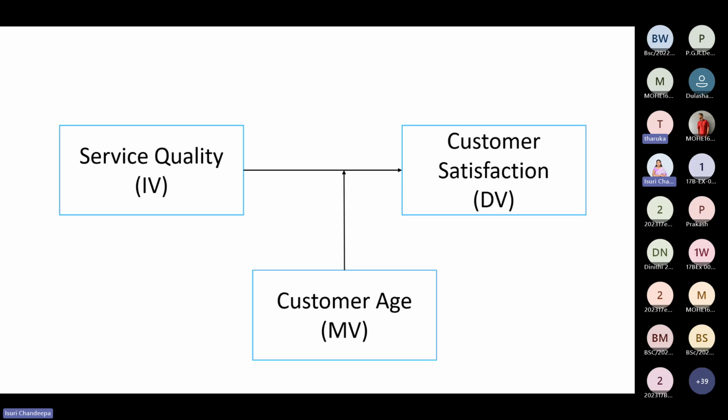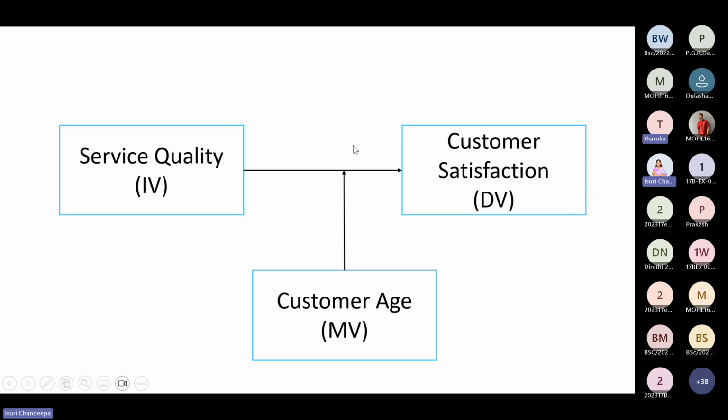Now what we are going to do, while we are answering the main question, whether service quality impacts customer satisfaction, we have the chance to inquire about a second question also. What is it? Based on the customer's age, whether the relationship between service quality and customer satisfaction may differ. Sometimes it may.